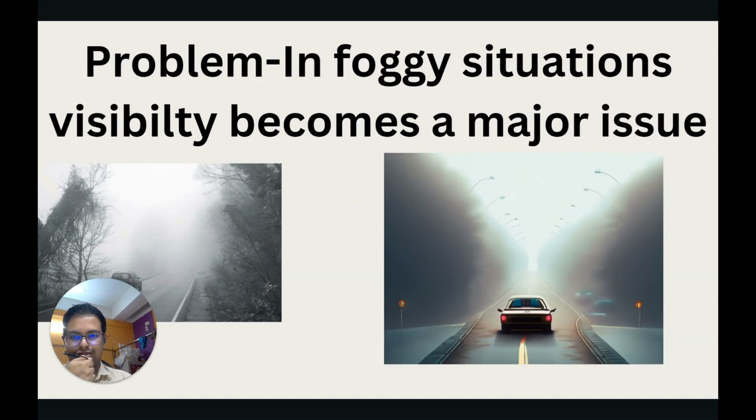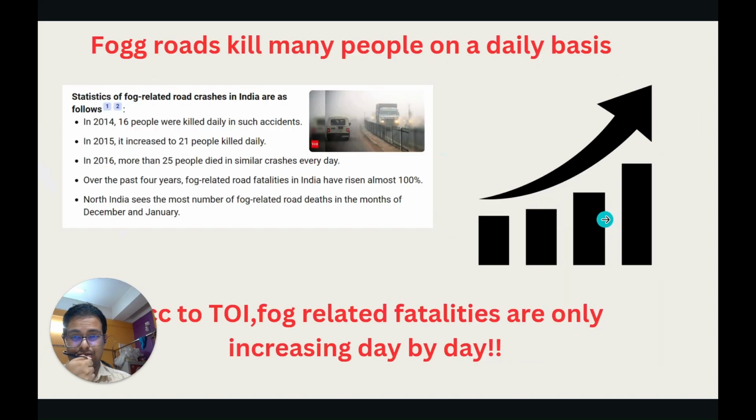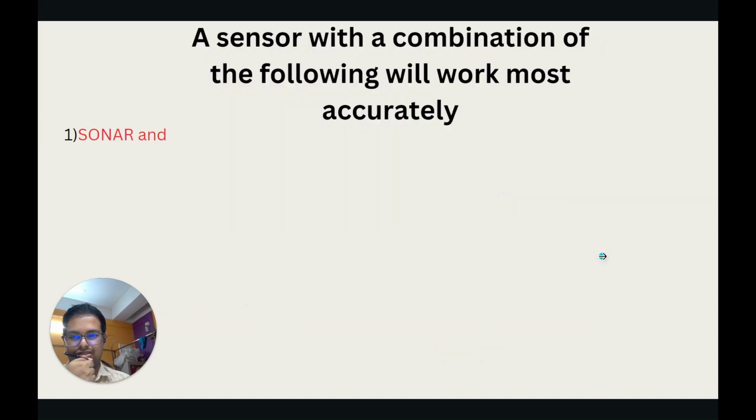So the problem in foggy situations is that visibility becomes a very major issue. And you can see foggy roads kill so many people on a daily basis. In 2014, 16 people were killed daily in such accidents. According to Times of India, fog-related fatalities are only increasing day by day. They are not decreasing. So it's high time that we put focus on these technologies. These are actually life-saving technologies.